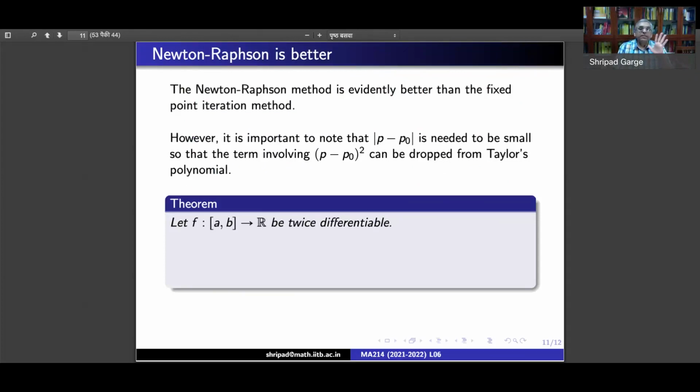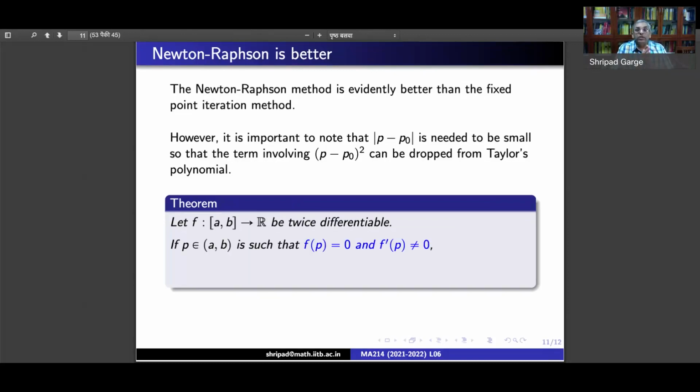Suppose we start with a function which is twice differentiable. Also assume that you have a point p in the interior, which is a root of your function f. And most importantly, that the derivative at p is not zero. I told you that this is one very important condition that we have to assume to make the Newton-Raphson method work faster. So we have this condition that the derivative at p is non-zero. If that happens, then there is a positive delta.